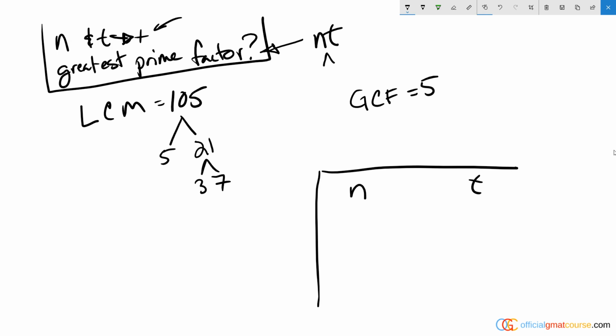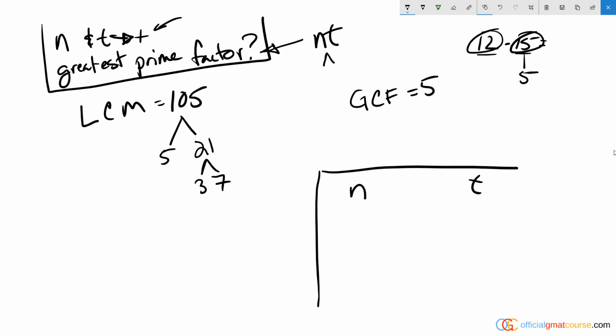For example, if we took 12 times, let's see, 15, the greatest prime factor of the result is going to be 5 because that's the greatest prime number that was a part of either of these two numbers. And when you multiply numbers, you don't create new prime numbers. You're going to end up with all the exact same factors you had originally.